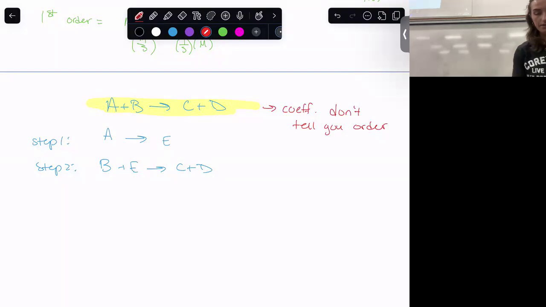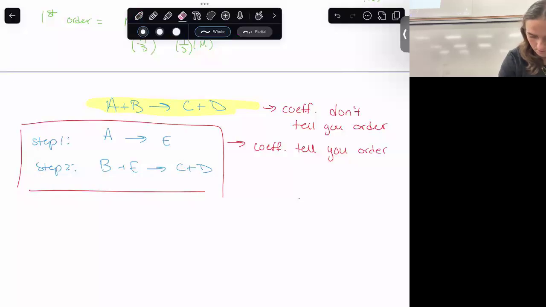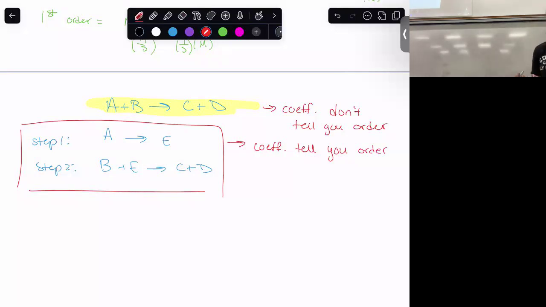However, if you're given the individual mechanistic steps, then here is when the coefficients tell you the order. Once you're in those broken down steps, that's when it tells you what the order is.